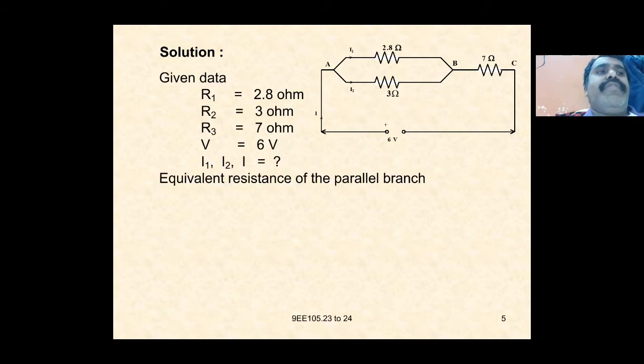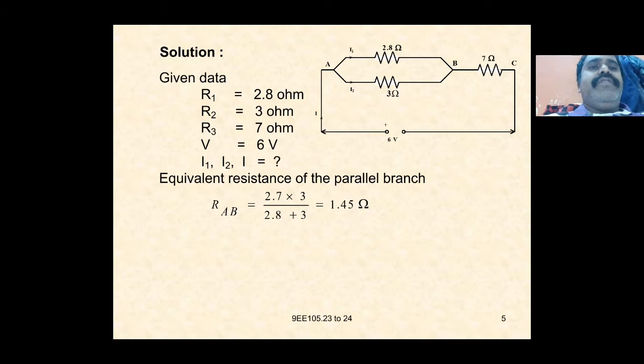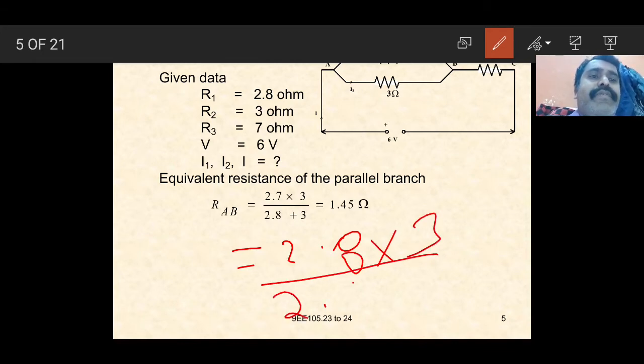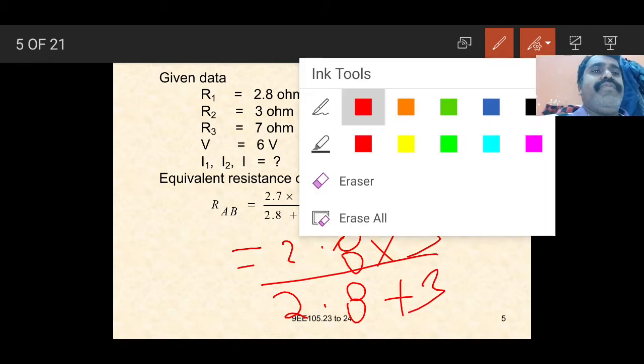Given data: R1 is equal to 2.8 ohms, R2 is equal to 3 ohms, R3 is equal to 7 ohms, V is equal to 6 volts. So I1, I2, I are equal to how much? The equivalent resistance of the parallel branch, that is RAB across A and B, where the two resistors are connected in parallel, RAB is equal to 2.8 into 3 divided by 2.8 plus 3, which is equal to 1.45 ohms.